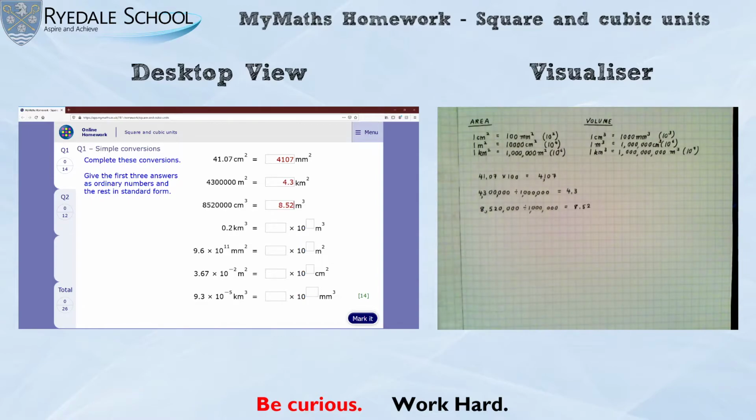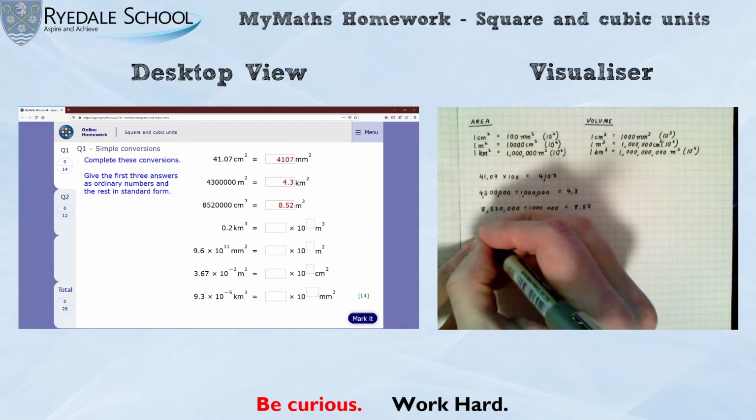Okay, the next 4 questions are all in standard form. And we know when we did some work on standard form, there's a few little tricks that you can do with the indices, or you can write the numbers as ordinary numbers if that's helpful. I'm going to probably try and use the indices to save having to write out a lot of zeros.